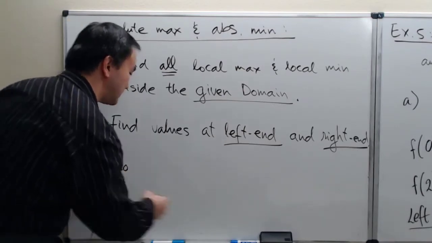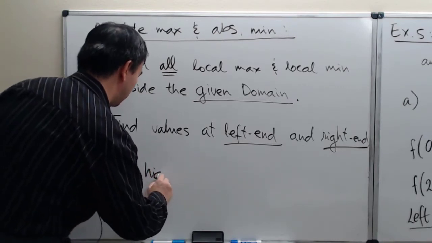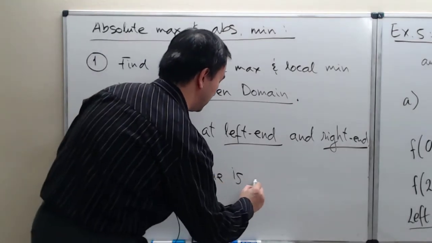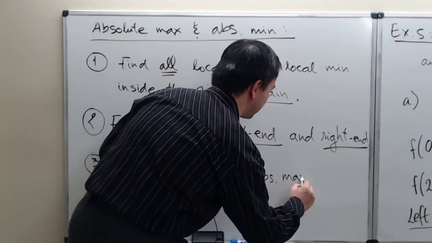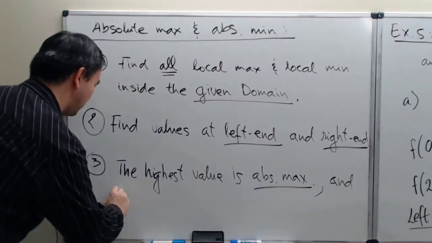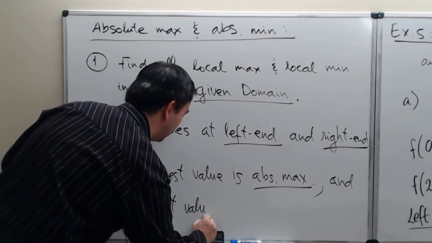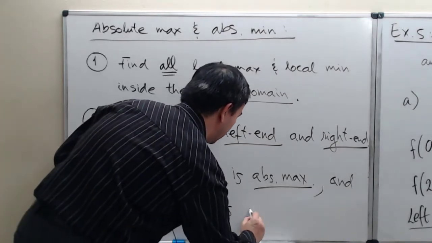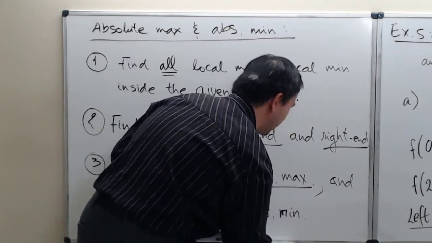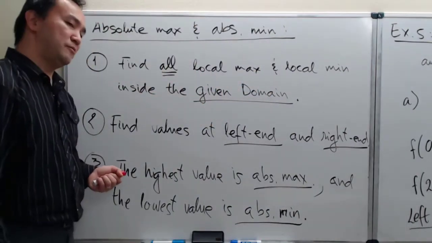The highest value is the absolute maximum, and the lowest value is the absolute minimum. And that's how we find absolute maximum and absolute minimum.